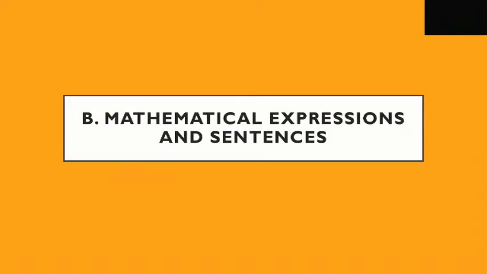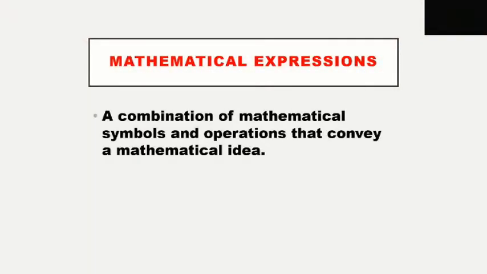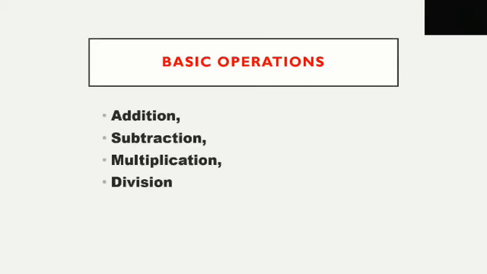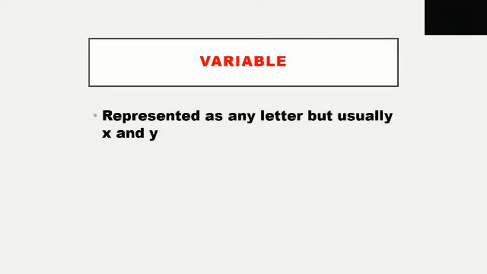Mathematical expressions and sentences. A mathematical expression is a combination of mathematical symbols and operations that convey mathematical ideas. Number one is the basic operations. We have addition, subtraction, multiplication, and division. We learned this in our elementary days. And we have a variable, represented as any letter, but usually we use x and y. It assumes many values. We use this to represent the unknown in the problem.